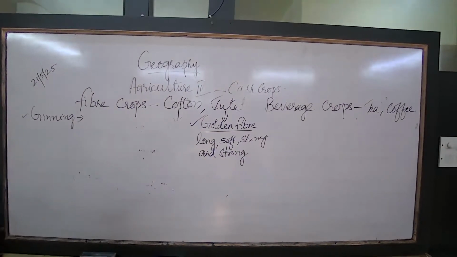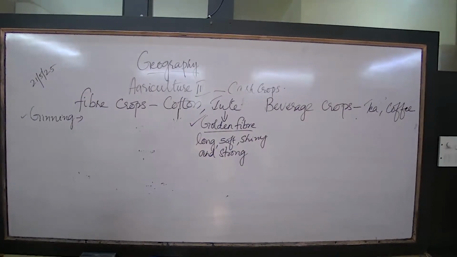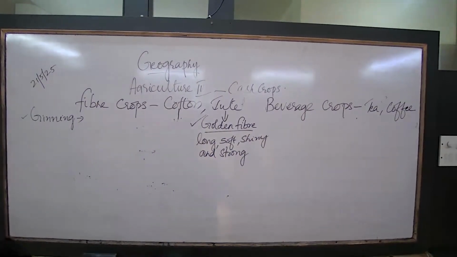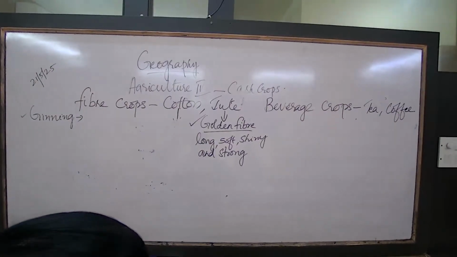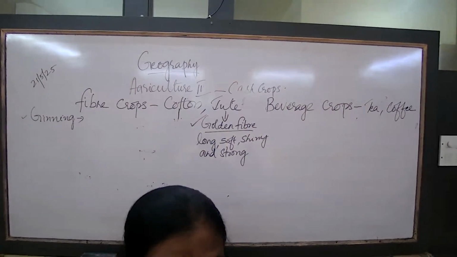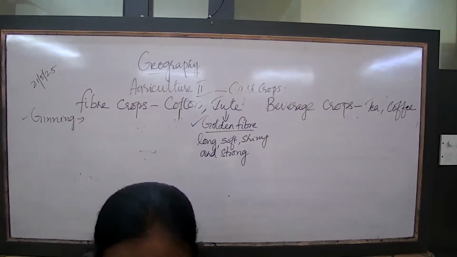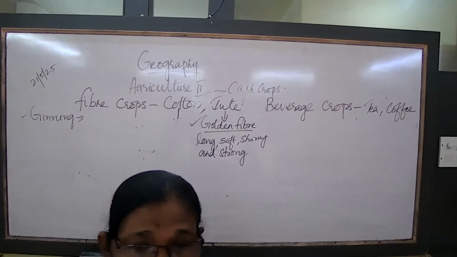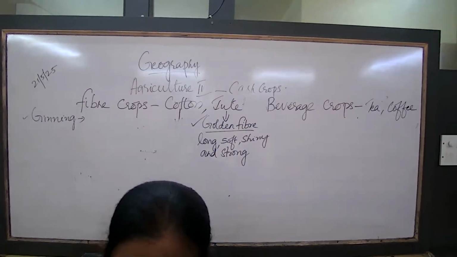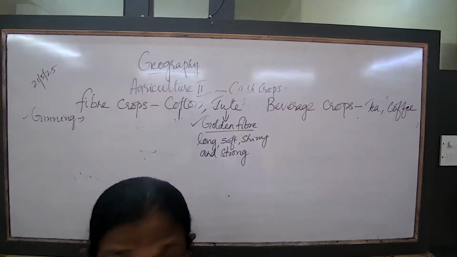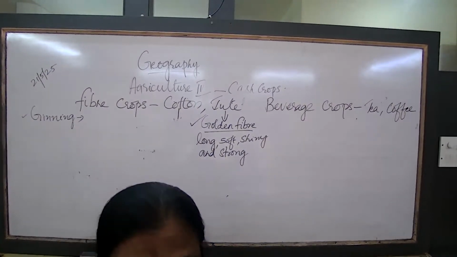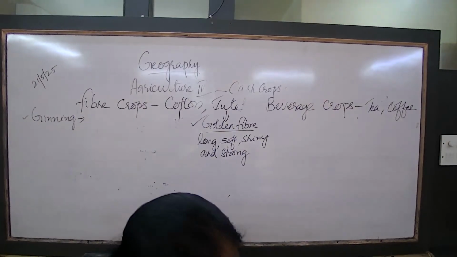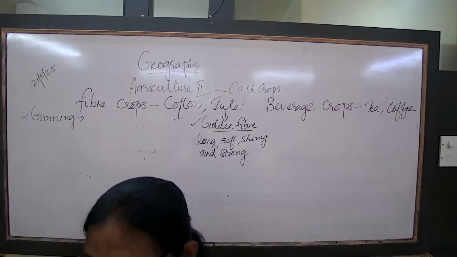Before the independence, I'm just telling a kind of situation in which India was able to develop the jute industry. Bangladesh, their capital Dhaka is there. So it was a major producer of jute.